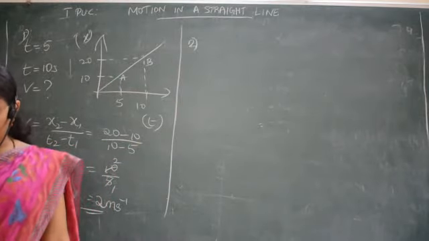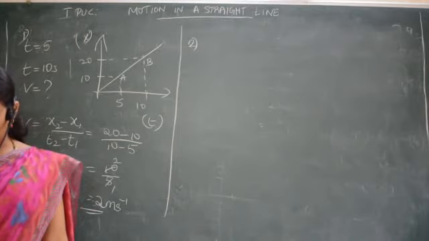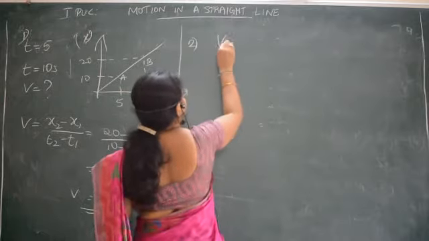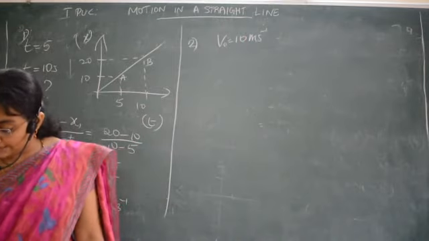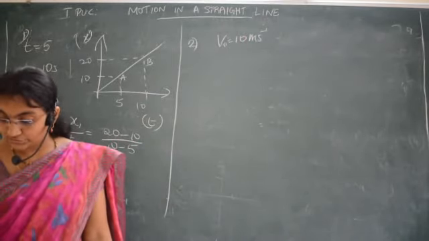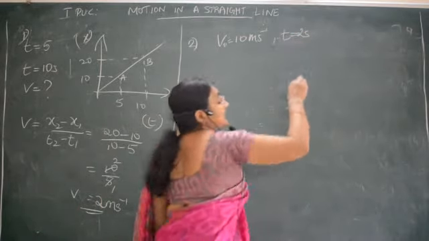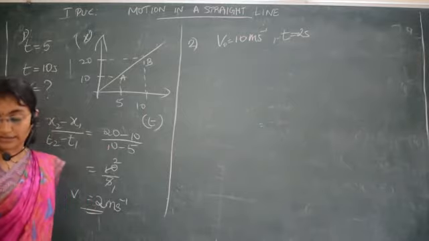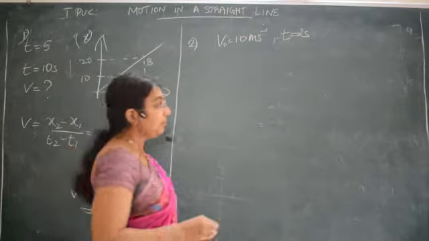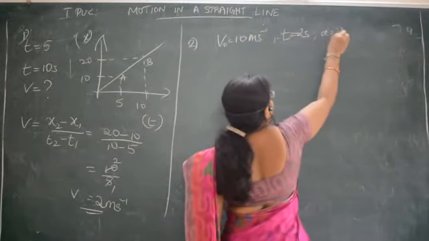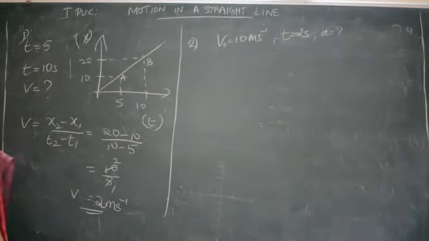A car travels with uniform velocity 10 meter per second. Initially it is moving with the velocity 10 meter per second. Then the driver applies the brake and the car comes to rest in 2 seconds. So time is equal to 2 seconds. We have to calculate the acceleration. What is the acceleration it has taken? Correct?